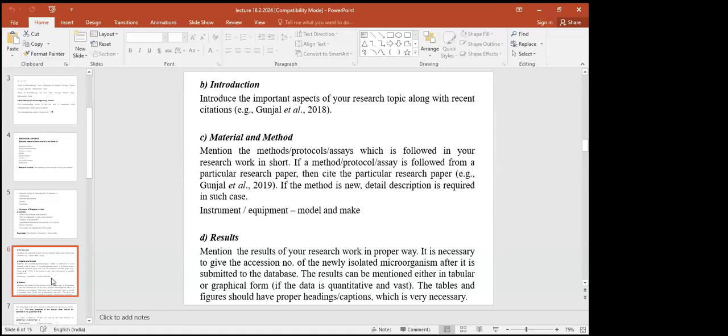They will, so you have to write it in your own words. Okay, so please keep this in mind before you write the introduction. And you can read the research paper.